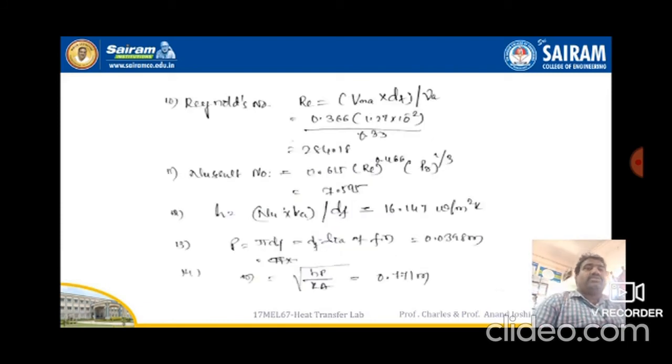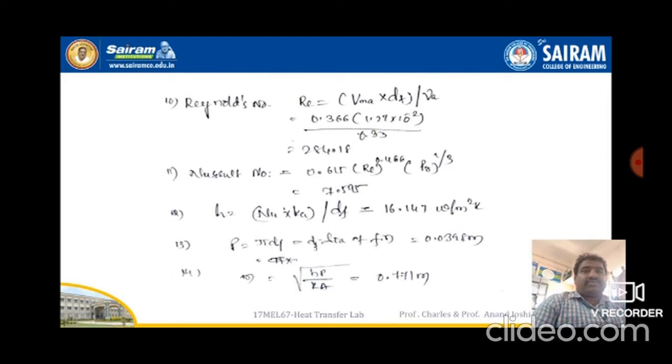So next, Reynolds number, you have an equation, Reynolds number, that is Re is equal to Vm into df divided by nu a. So substitute all these values, you will get Reynolds number 284.18. And the Nusselt number is 0.615 into Reynolds number to the power of 0.466 into Prandtl number to the power of 1 by 3. So you will get 7.595.